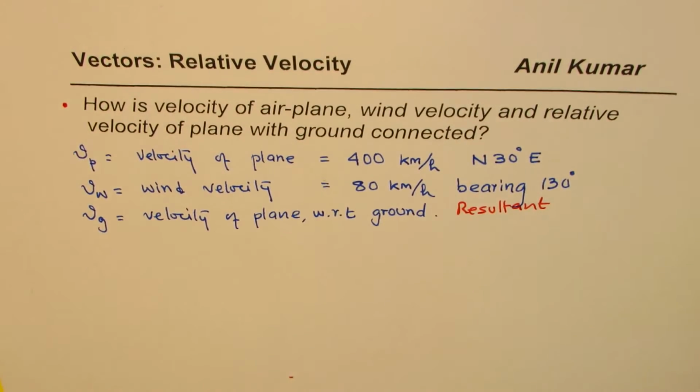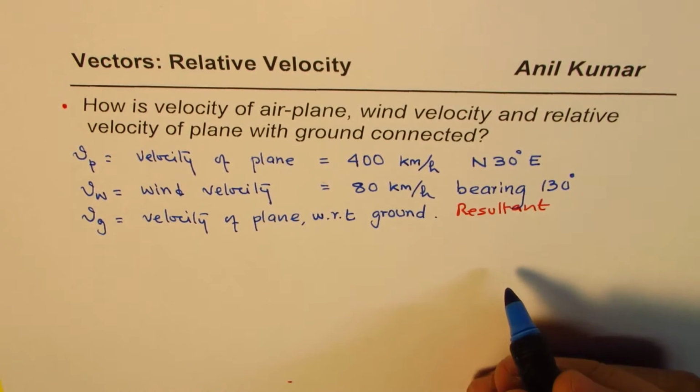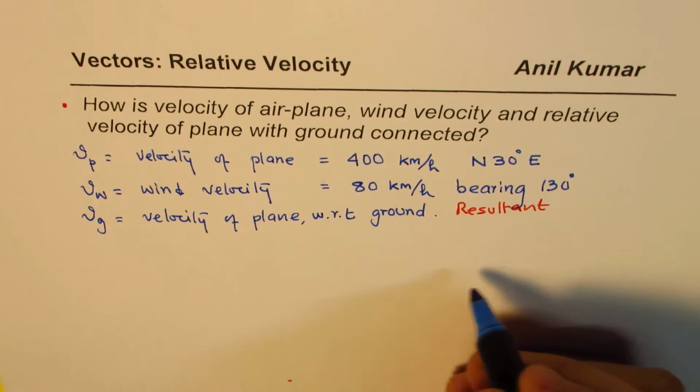I hope this point is clear, right, with this. So when we're talking about velocity of airplane, velocity of wind, relative velocity of plane, or the ground connection of it, resultant velocity is the velocity of plane with respect to ground. Okay, so these are the two things very much connected, right? Now to get the resultant, it's a good idea to make a diagram, right? So let's make a diagram, then we'll work it out.